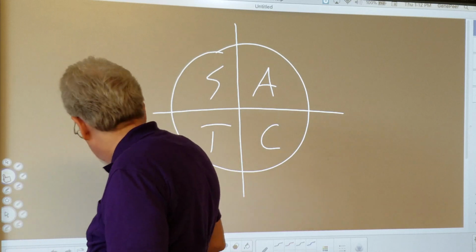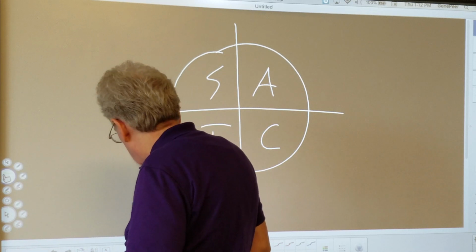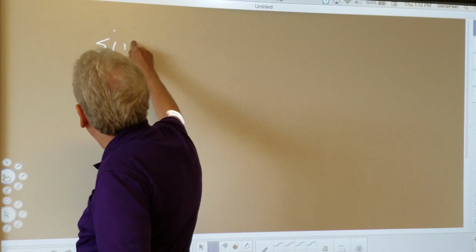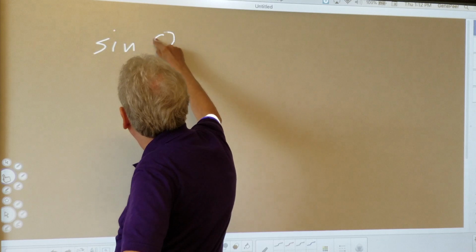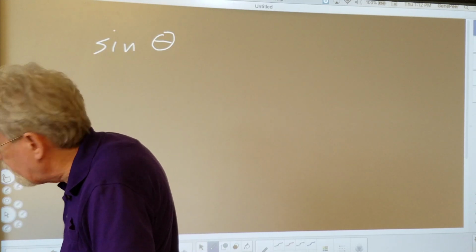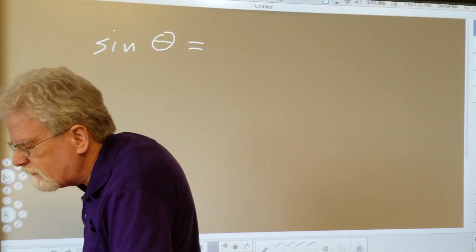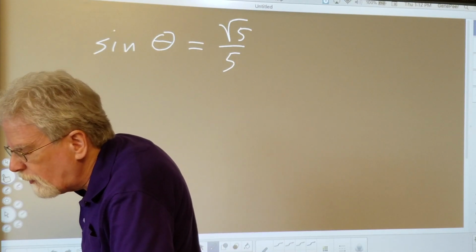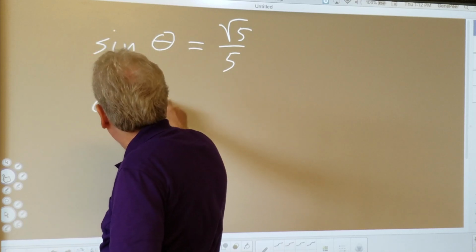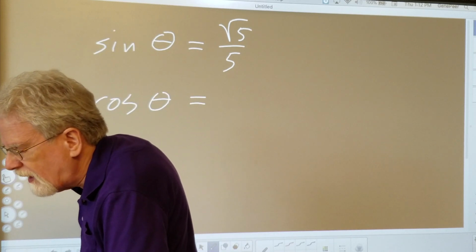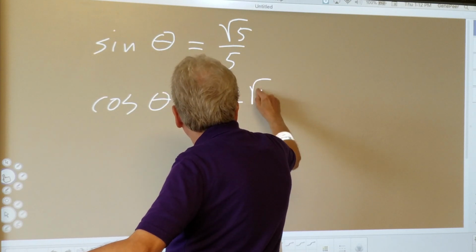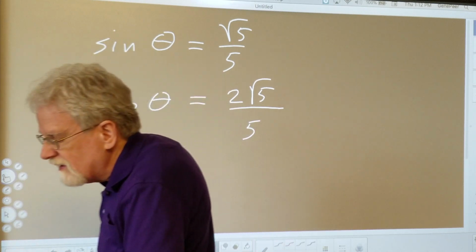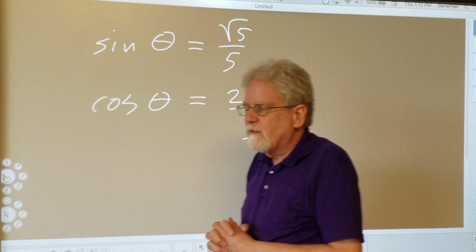All right, consider this. Attempting here to move on a bit. Suppose I know that the sine of some mystery angle, and I'm not going to care what the angle is, happens to be square root of 5 over 5. And suppose that the cosine of this same mystery angle happens to be 2 square root of 5 over 5. We're looking for the remaining trig functions.